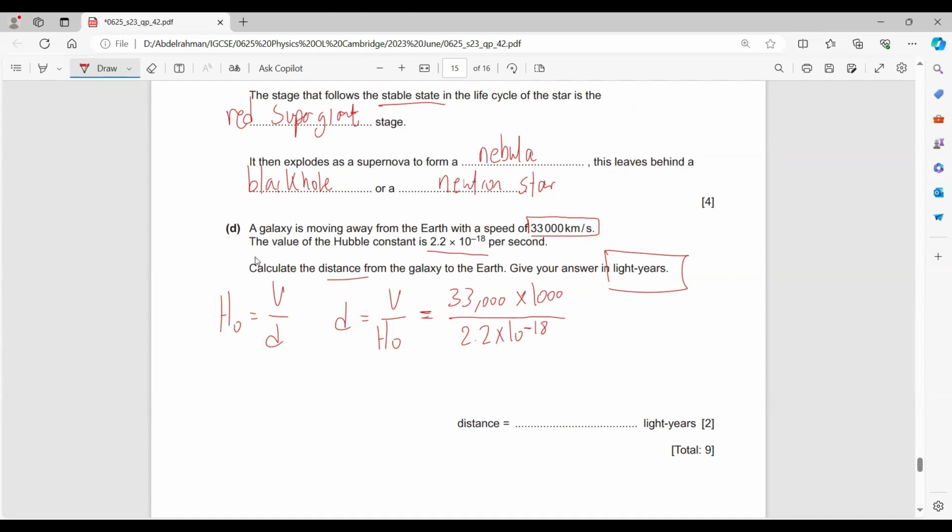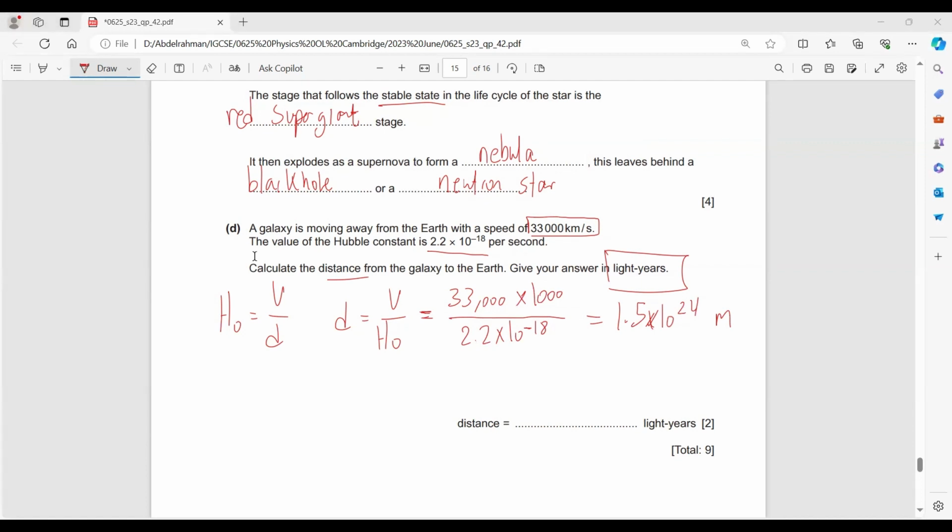This will give me an extremely huge number. What is the number? 1.5 times 10 to the power of 24 meters.